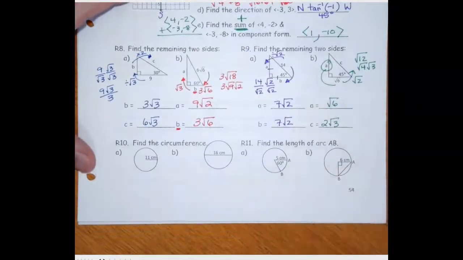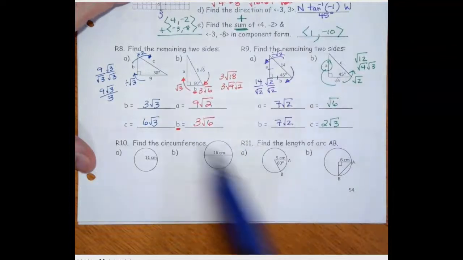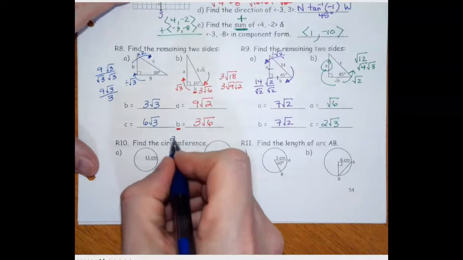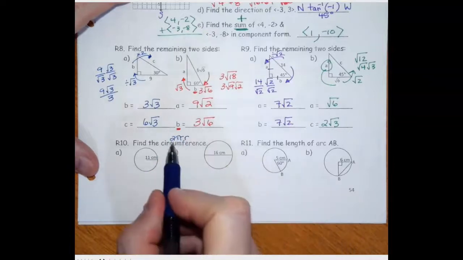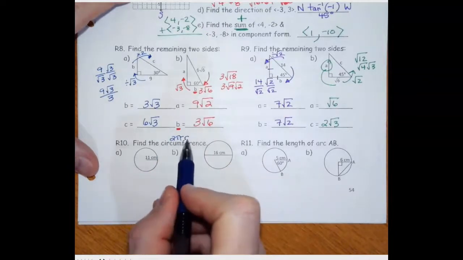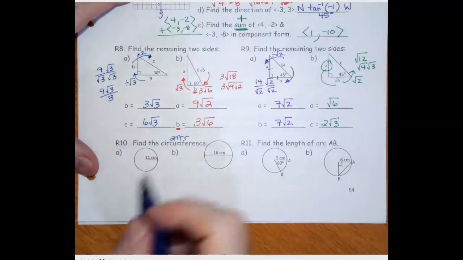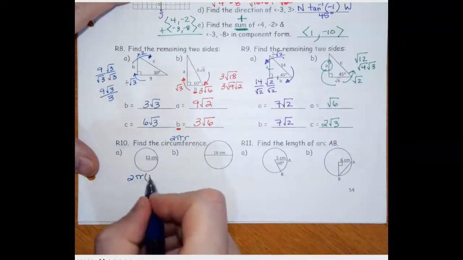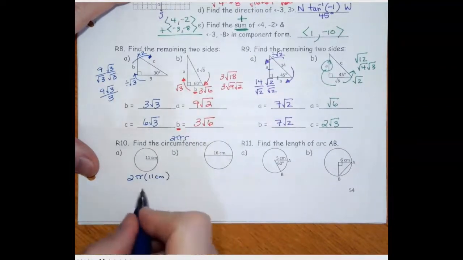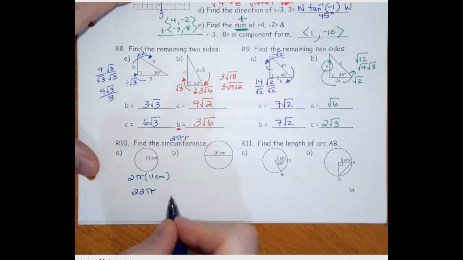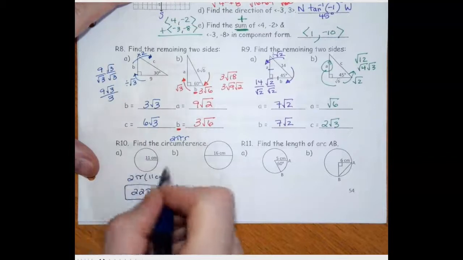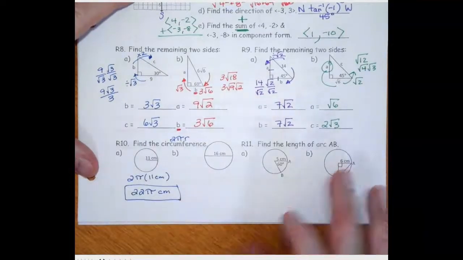Okay, find the circumference. So the circumference formula is 2 pi r. Some people say pi d because 2r is equal to d, but I like r because the area formula also has r in it. So 2 pi times 11 centimeters is 22 pi centimeters. Circumference is like perimeter, just the distance around, so that's it.